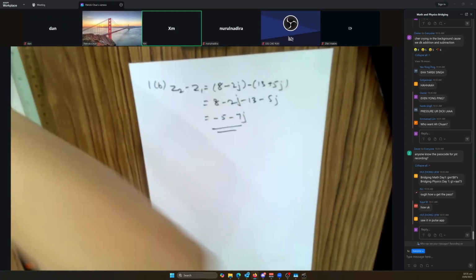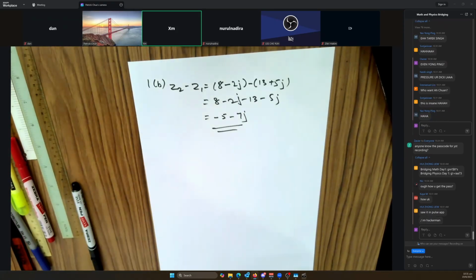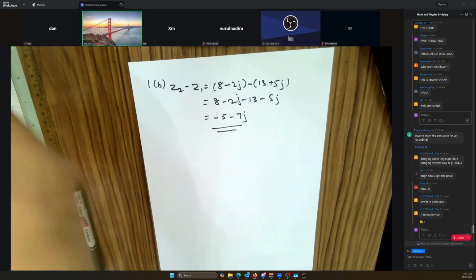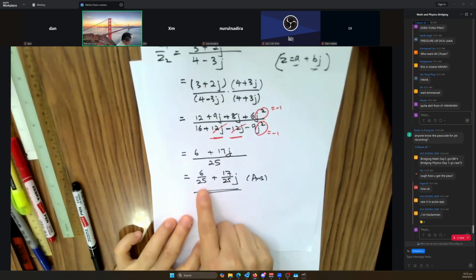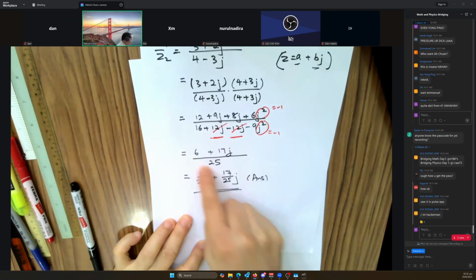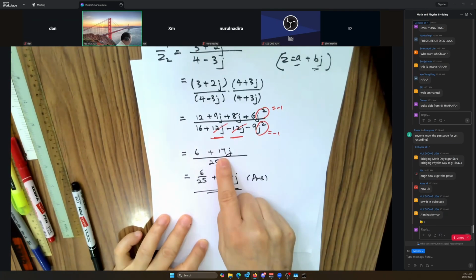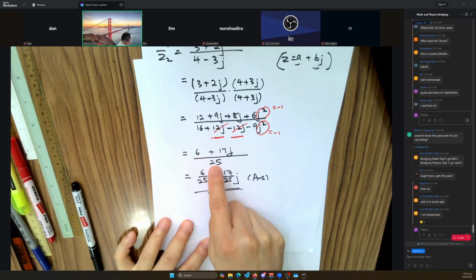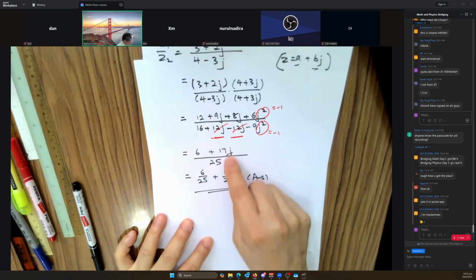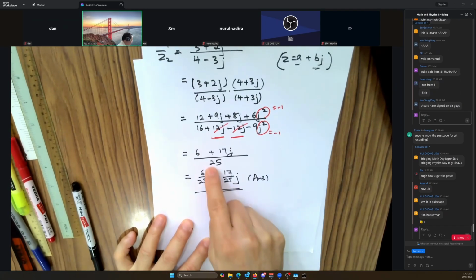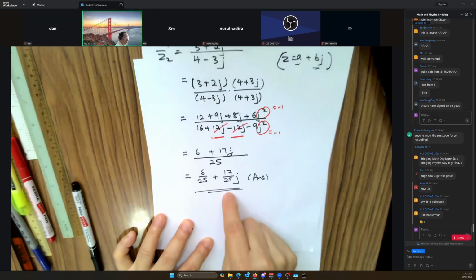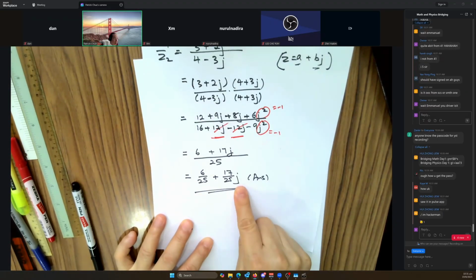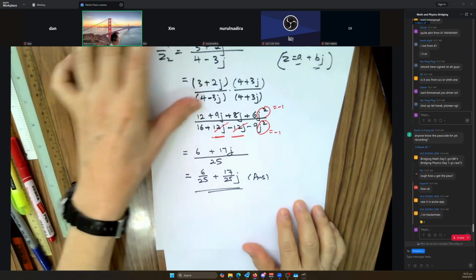As in, can we leave it as 6 plus 17j over 25? Normally we put it as a real part and an imaginary part. We want to state very clearly that it has a real part, which is 6 over 25, and the imaginary part, which is 17 over 25. So real plus imaginary. This is the final form. Don't leave it in the other form. Okay, thank you.